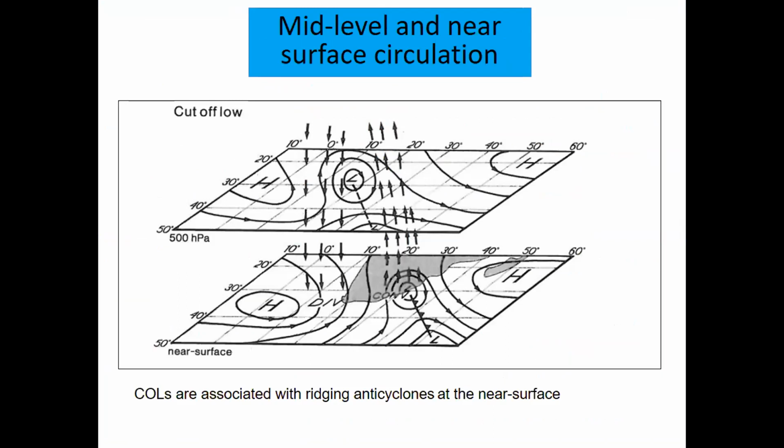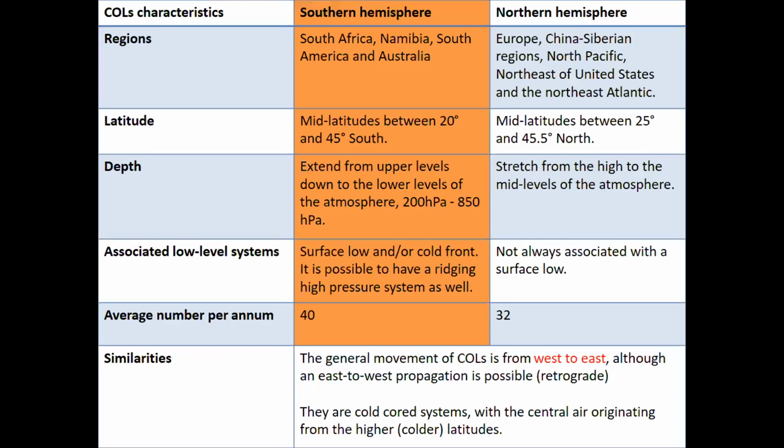And what does this ridge influence? It influences the transportation of moisture from the warm Indian Ocean, because we know that anticyclones tend to rotate in an anti-clockwise manner in the Southern Hemisphere. So it will bring moisture from the warm Indian Ocean onto the plateau. So we find that a ridging high plays a vital role in the development or in the persistence of this weather system.